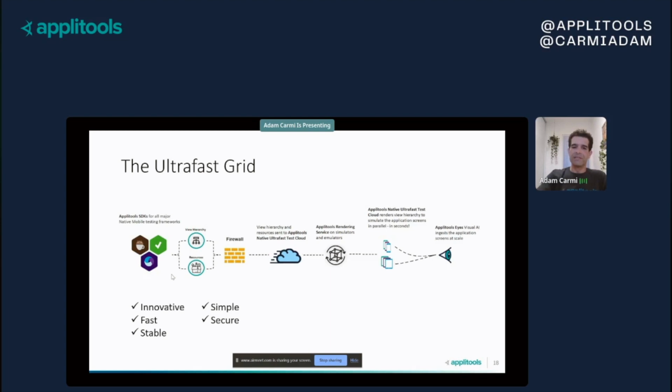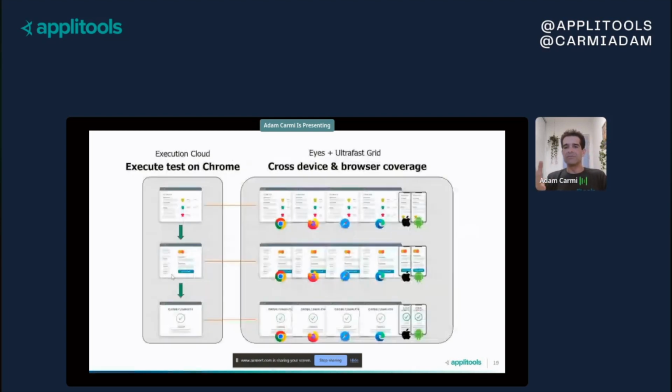Okay. So the way Eyes and the Ultrafast Grid work together with the Execution Cloud is that you can take any test that you have with Eyes, execute it on a Chrome browser on the Execution Cloud, and from this single run, every visual checkpoint that takes place is then multiplied and rendered across different devices and browsers and produces multiple test results for you in the Eyes dashboard.